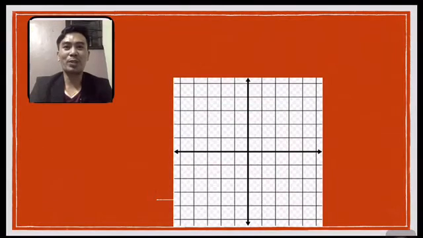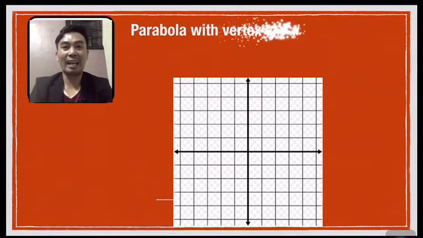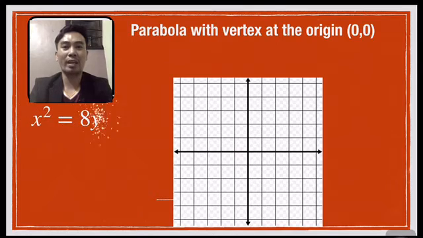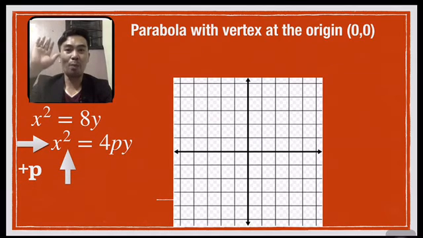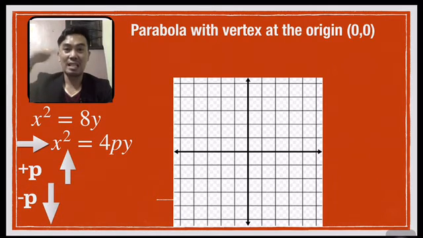And we are down to our second example. X squared is equal to 8y. Notice that it follows the same form as x squared equals 4py. We know that this parabola has vertex at 0, 0. Again, the opening of this parabola is dependent on the value of p. If the value of p is positive, your parabola opens upward. And if the value of p is negative, your parabola opens downward.